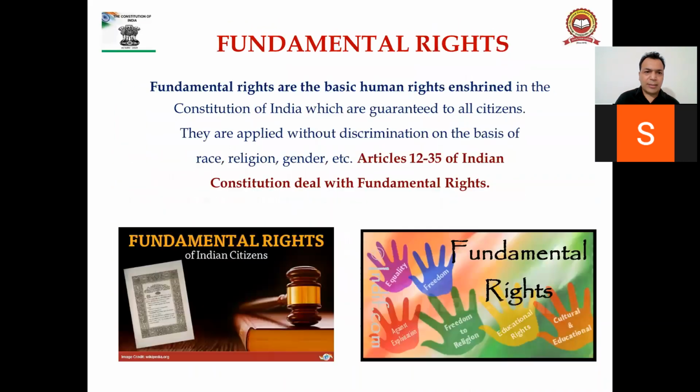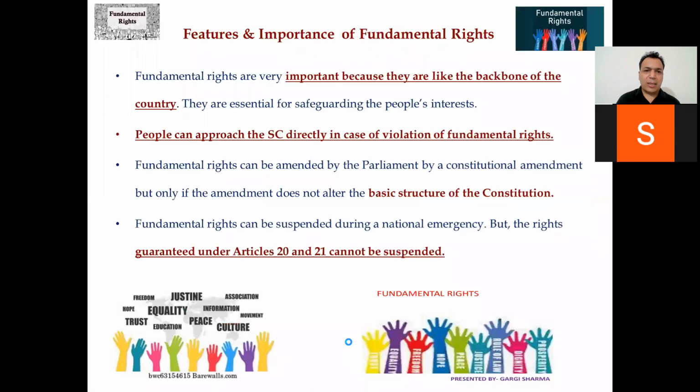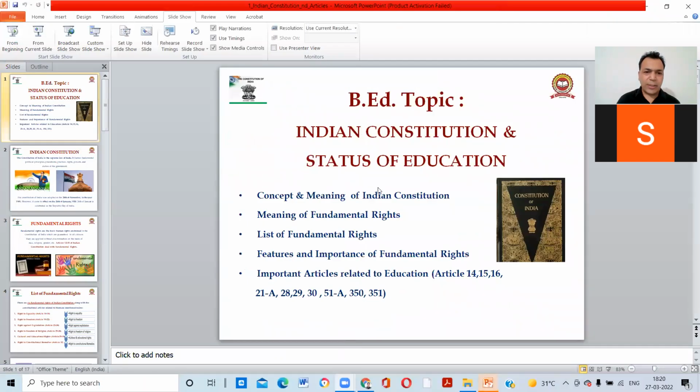So guys, we have discussed all these articles and fundamental rights. I hope you have come to know all these things. We did the concept and meaning of the Indian Constitution. What are the fundamental rights? These are human rights, six fundamental rights, with the list of fundamental rights. What are the features and importance of fundamental rights? Then in the last part, we discussed the articles which are in our syllabus: Articles 14, 15, 16, 21A, 28, 29, 30, 51A, 350, and lastly Article 351. Right, guys? Thank you so much, guys.